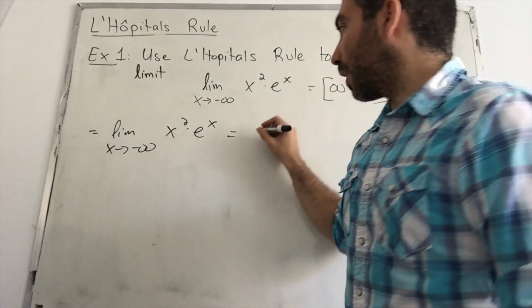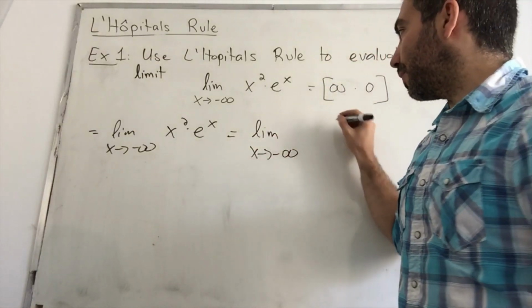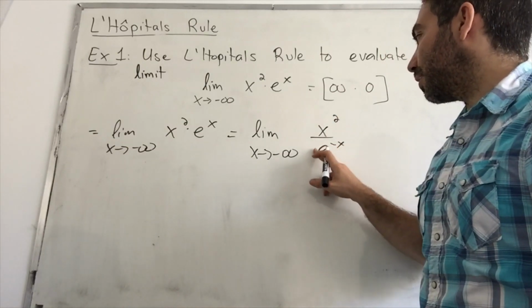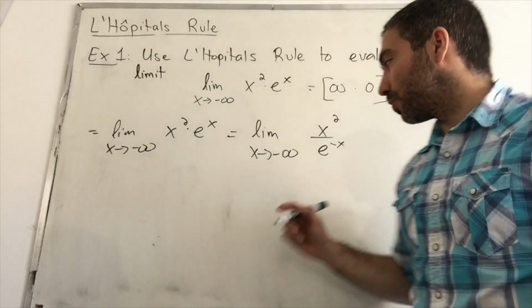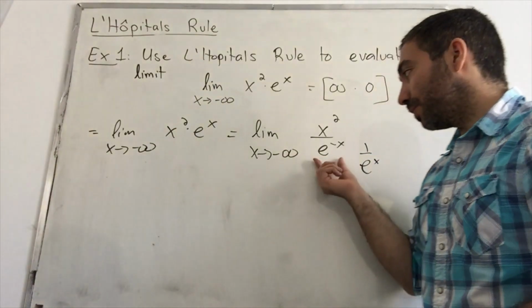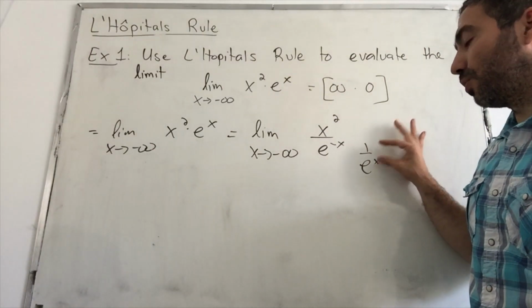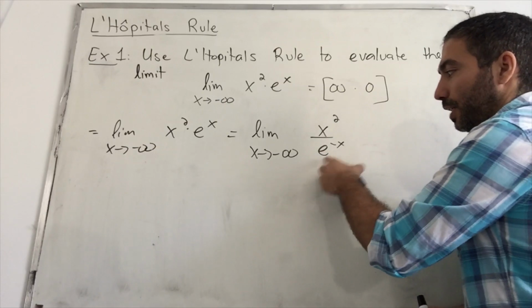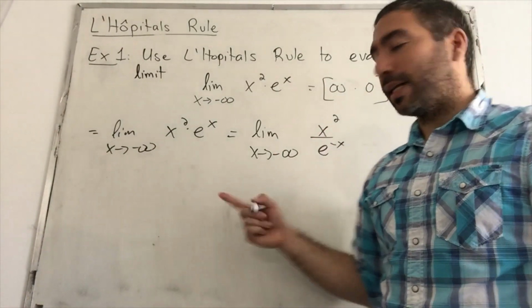So I'm going to rewrite this as the limit as x tends to negative infinity of x squared on top over e to the negative x. This is the notation I'm using. I'd rather use e to the negative x as opposed to 1 over e to the x, because if you're using e to the negative x, you're using the chain rule, whereas if you're doing 1 over e to the x, you're applying the quotient rule on the bottom. Both ways are fine. I prefer the chain rule, so I'm going to use e to the negative x. I think it's easier. Now we have our fraction, and let's reevaluate the limit.